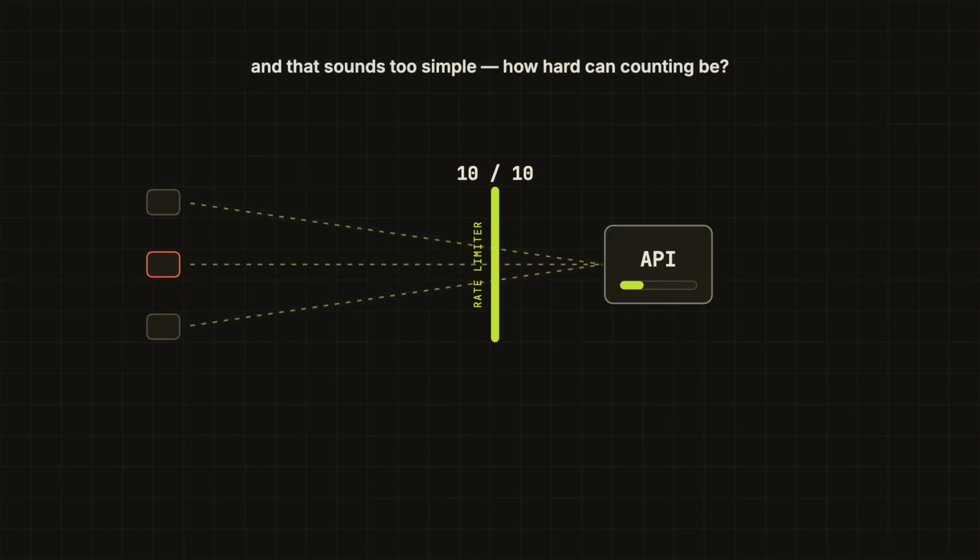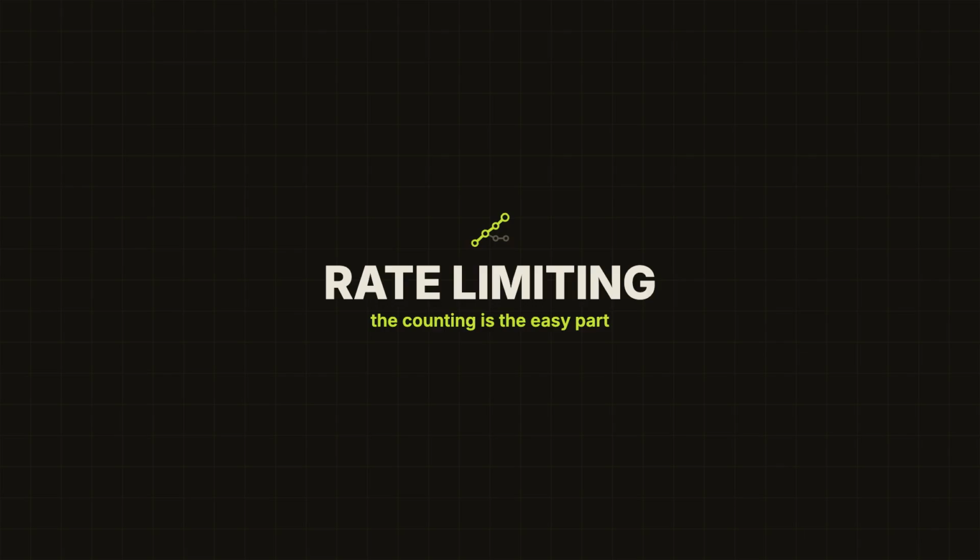And it sounds almost too simple, right? Count the request, reject once they cross the limit. Like, how hard can counting be? Turns out the counting itself is the easy part. What everyone quietly gets wrong is everything around it. So let's build one and watch it break.